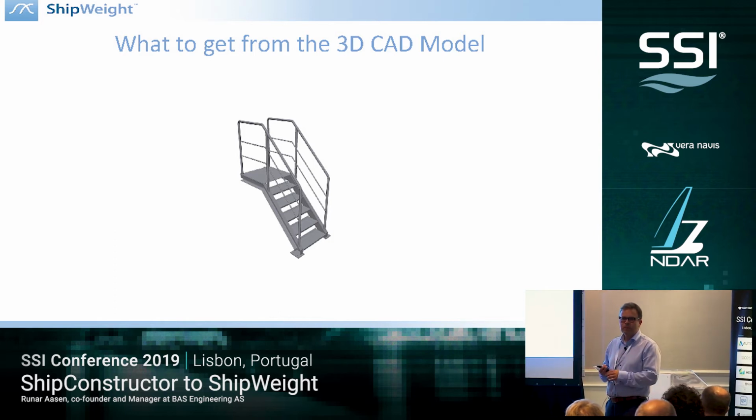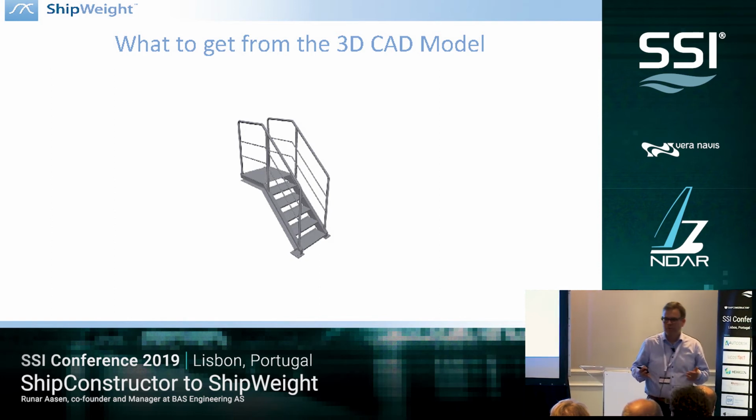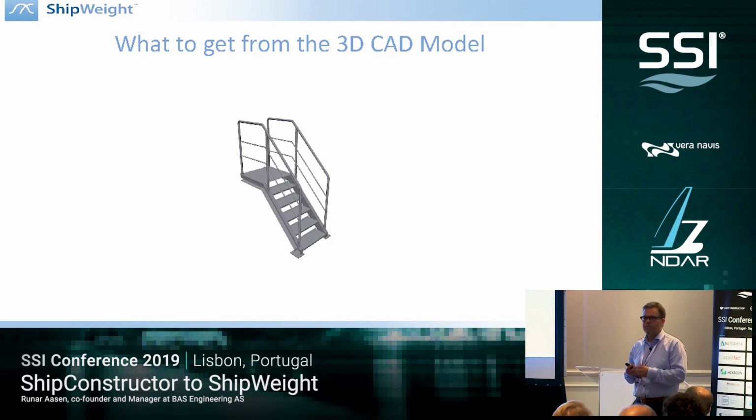And also, talking about what to get from the model, obviously you want the weight and the center of gravity. But maybe there are other things you want to get as well. Obviously, you may want to get the material type, if that is present. There could be other things, vendor information or drawing numbers. It depends what's available. So think through what is available and then decide what you want to extract.